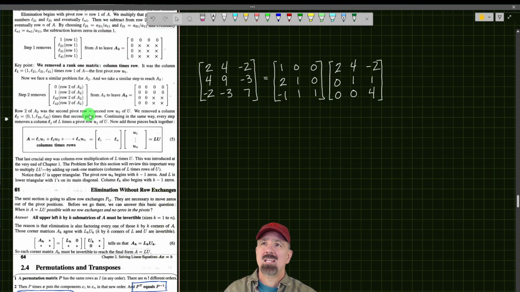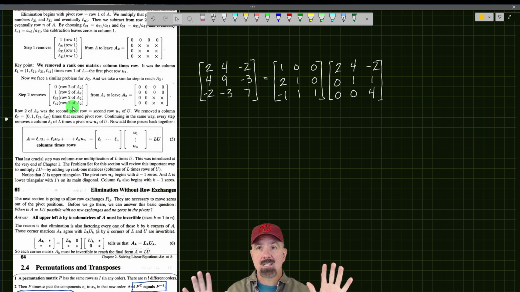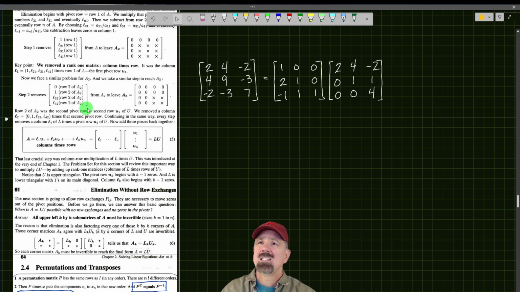One other item that he hits on right here, this is all under his second proof of LU, which again, we're not so interested in the proof, but we are interested in these ideas. What he talks about here is the information from a matrix product as a sum of rank 1 matrices.